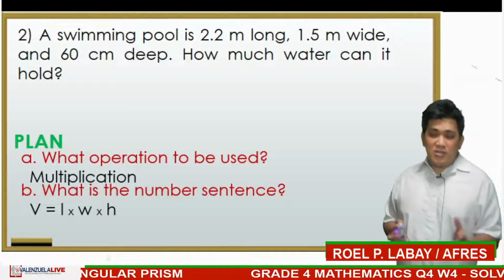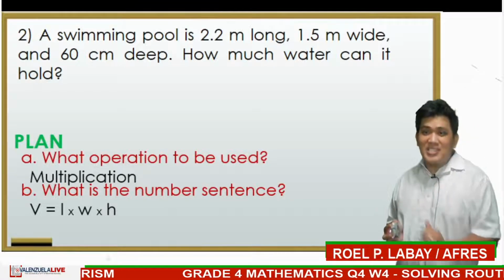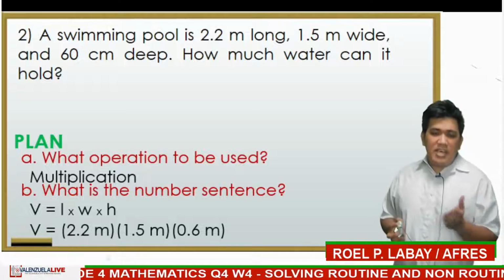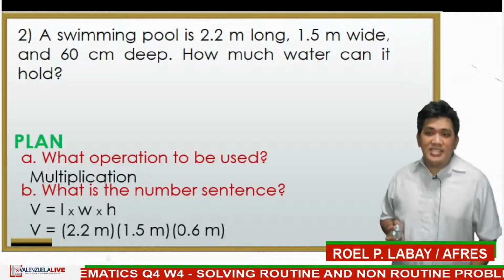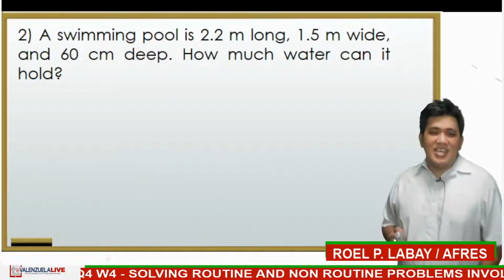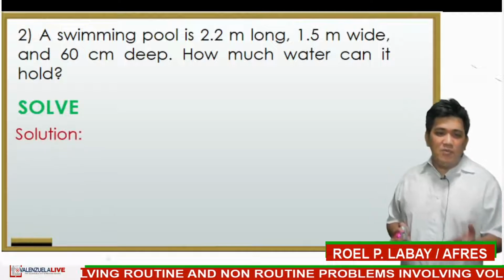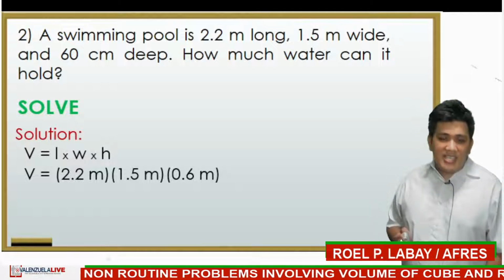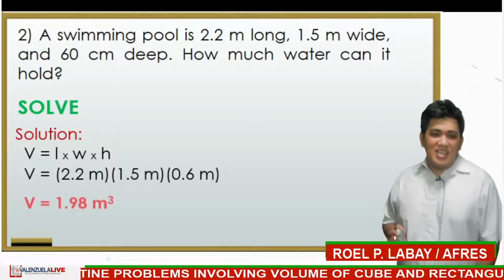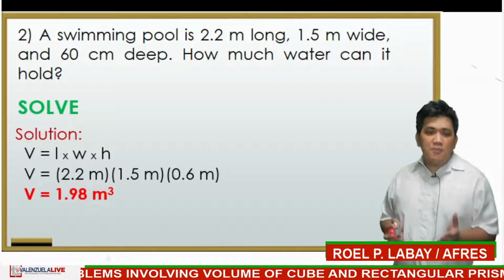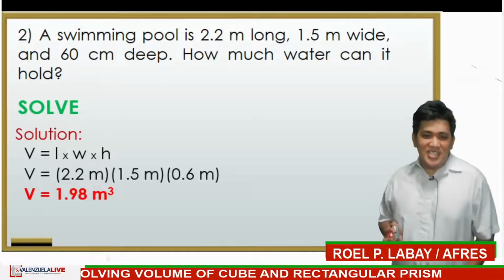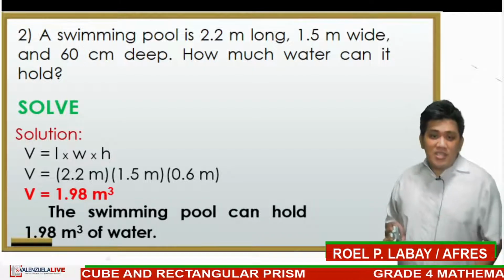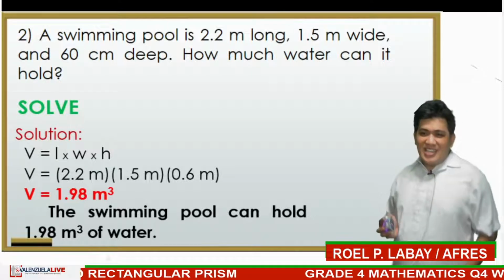And then what is the number sentence? Volume is equal to length times width times height. And the volume is equal to 2.2 meters multiplied by 1.5 meters multiplied by 0.6 meters. Again, to solve the problem, we will multiply 2.2 meters, 1.5 meters, and 0.6 meter. And then the answer will be 1.98 cubic meters. Therefore, the swimming pool can hold 1.98 cubic meters of water. Did you get the same result?